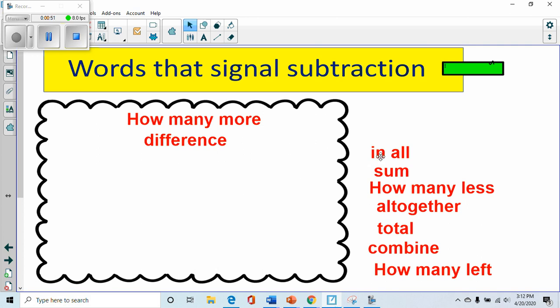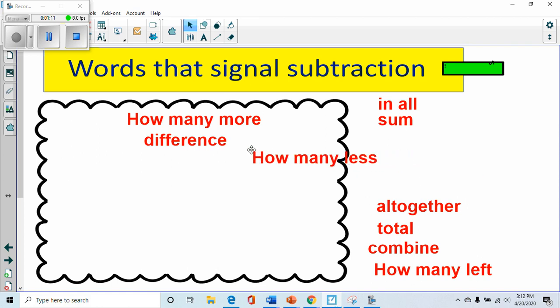In all is signaling me to add the numbers because in all means that I'm taking two groups and putting them together. Sum also signals me to add because sum is the answer to an addition problem. How many less is similar to how many more. It's asking me to look at two numbers and to figure out the difference between them.